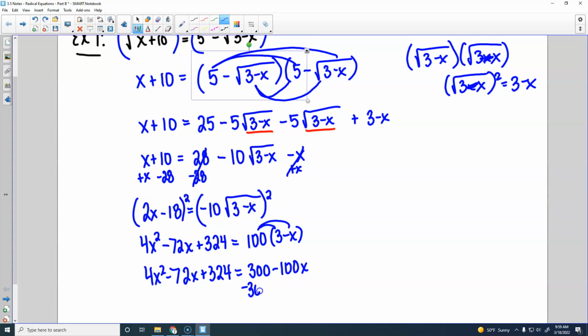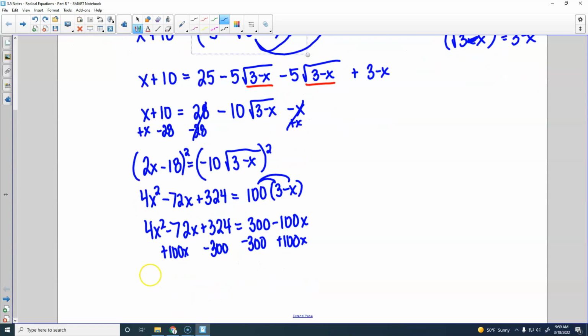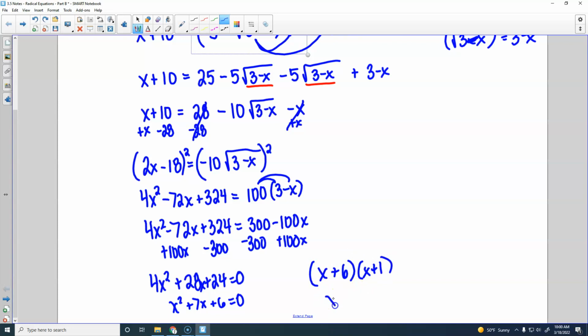So we would subtract 300, and we would add 100. I know you might not have time to write this down. We'll do some more of these on Monday. Plus 28 plus 24 equals 0. If you divide everything by 4, you'll get x squared plus 7x plus 6 equals 0. That factors into x plus 6, x plus 1. You're going to get x equals negative 6 and x equals negative 1. But negative 6 doesn't work. It's extraneous.